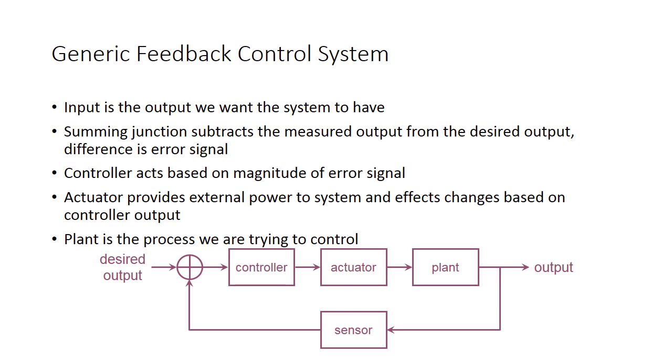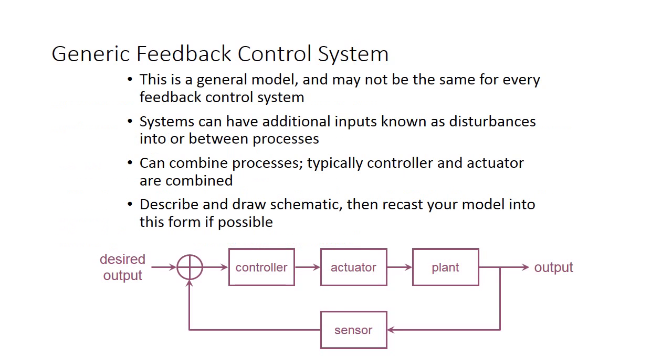This is a general model and may not be the same for every system. Systems can have additional inputs known as disturbances into or between processes. They can combine processes. Typically, controller and actuator are combined. Describe the system, draw a schematic, then recast your model into this form if possible.